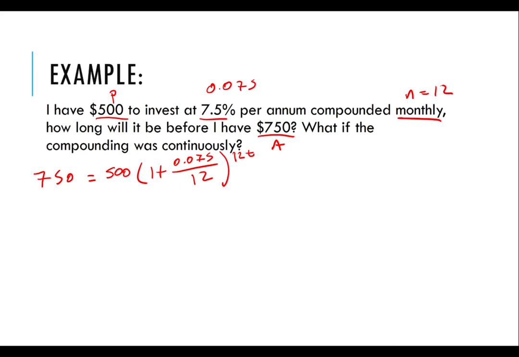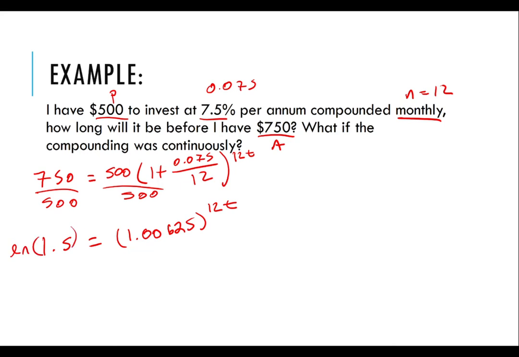So we do have an exponential here, but we need to get to it. So let's first divide by 500, divide by 500. That's 1.5 is equal to 1.00625 raised to the 12t power. So what can we do at this point? Well, we can take a logarithm. And let's not do a weird one, let's just take the natural log. Why not? You could use log base 10, it would be equivalent. Take the natural log of both sides.